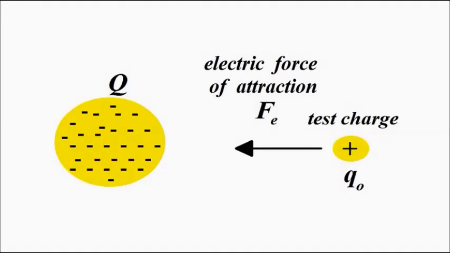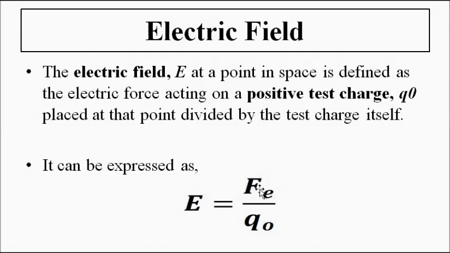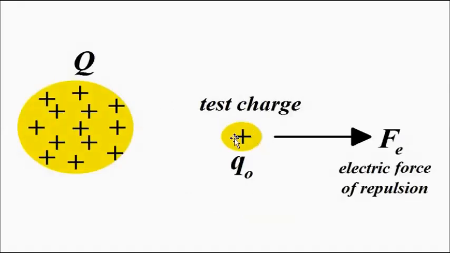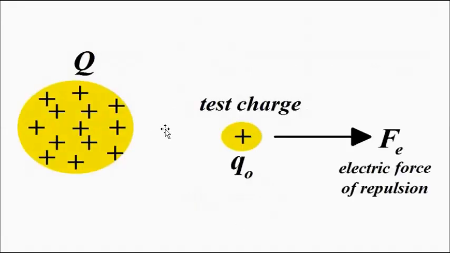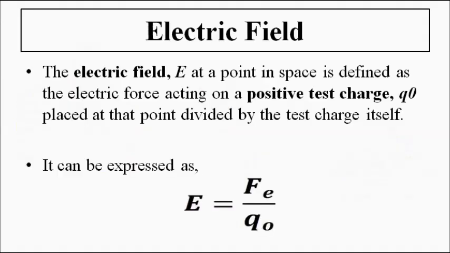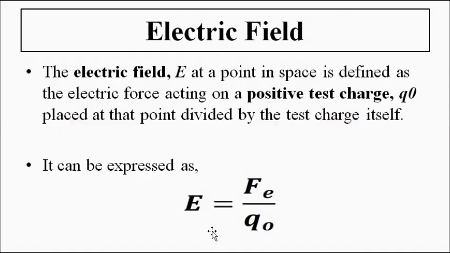Now the electric field, because of this system of negative charge or positive charge, is given by the electric force acting on the small positive test charge, regardless of whether it is an attractive or repulsive force, the magnitude of that force divided by the small positive charge itself. So the electric field is given by the electric force of attraction or repulsion on the small positive test charge divided by the test charge itself. This is the scalar representation.